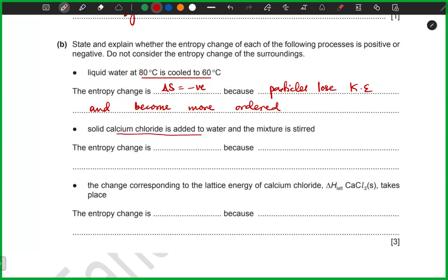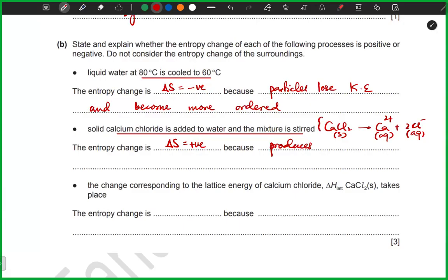Next, solid calcium chloride is added to water and the mixture is stirred. Entropy positive. Why is it positive? Sir, I think the reaction is exothermic. No, that has no connection; it will dissolve. Because it produces 3 moles of aqueous ions. Sir, are we supposed to balance the equation? An equation always has to be balanced. Moles of dissociated aqueous ions. Next, the change corresponding to the lattice energy of calcium.